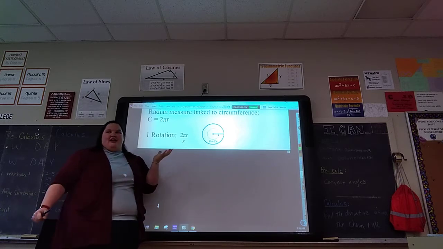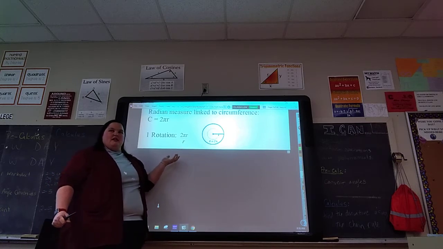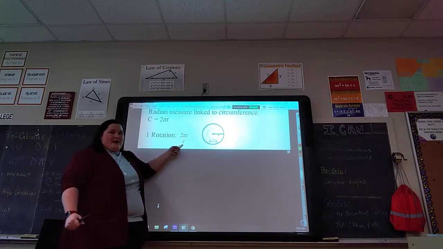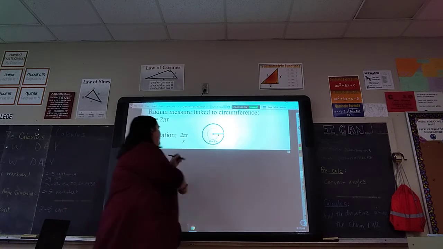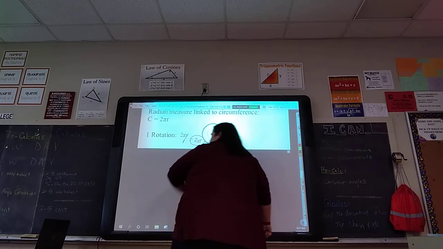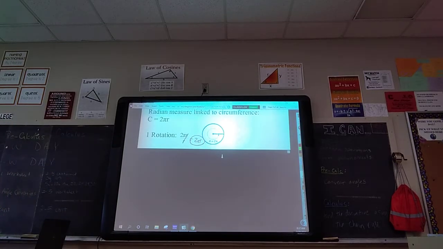It doesn't really matter what the radius of the circle is. This is 6.28. So no matter what the radius happens to be, we're going to divide by the radius. So an entire trip around the circle in radians is the measurement 2 pi. Okay?